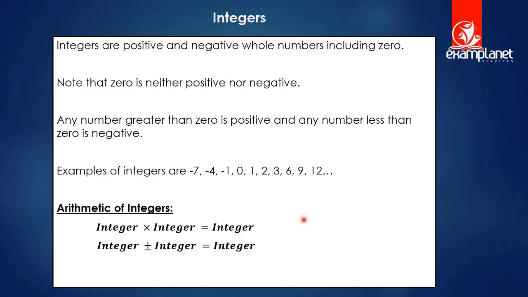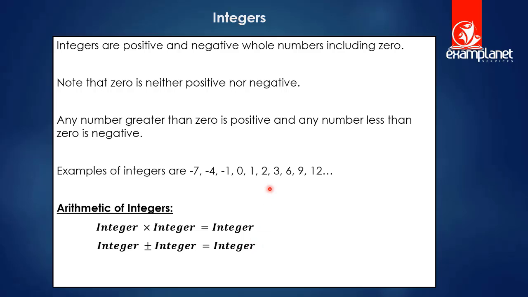Now let's look at arithmetic of integers. What do I mean by that? We're talking about the result we get when we multiply, add, or subtract integers. An integer multiplied by an integer gives us an integer, and an integer plus or minus an integer also gives us an integer. So when we multiply two integers, we get an integer, and when we add or subtract two integers, we get an integer as our result.